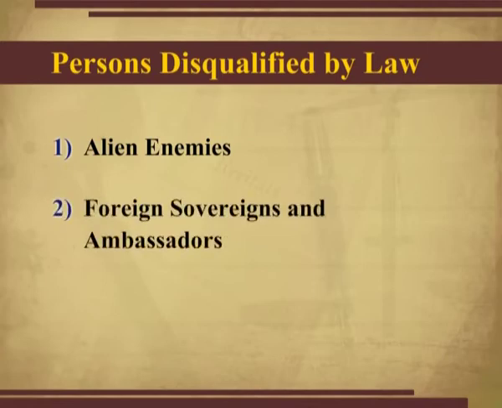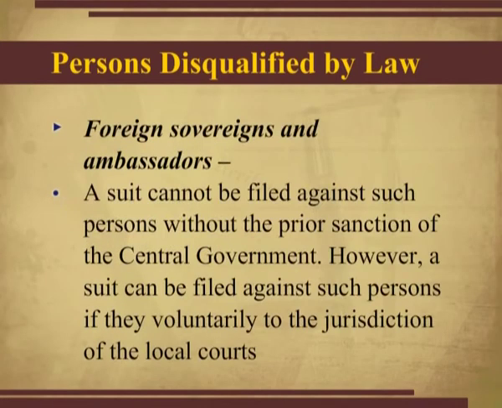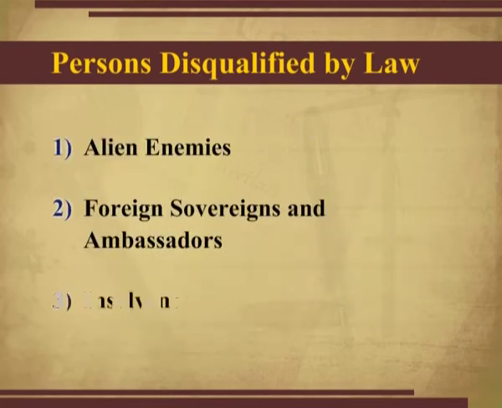Second is foreign sovereigns and ambassadors. A suit cannot be filed against such persons without the prior sanction of the central government. However, a suit can be filed against such persons if they voluntarily submit to the jurisdiction of the local courts. Third is insolvents. When a person is declared as an insolvent, his property thereafter vests in the official assignee or the receiver. An insolvent in such a case loses contractual powers over his property. Such a disqualification can, however, be removed by court's order of discharge.